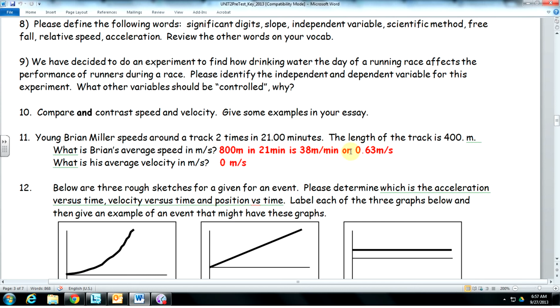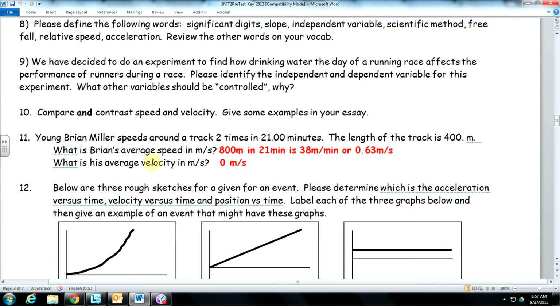And if you convert that to meters per second, which you should practice doing, you should get 0.63 meters per second. And that's his average speed, which is the total distance traveled divided by time. Instead, if you do his average velocity, you're going to take the displacement divided by the time.